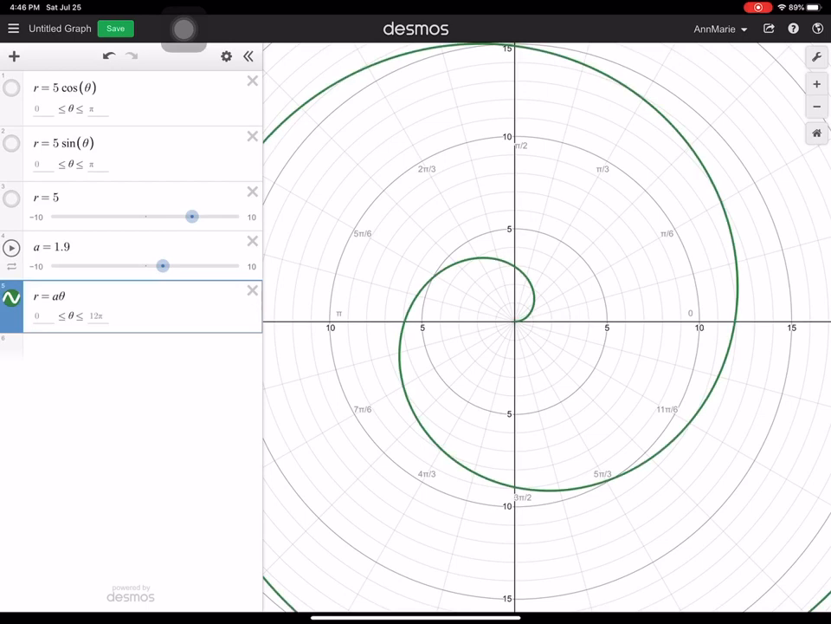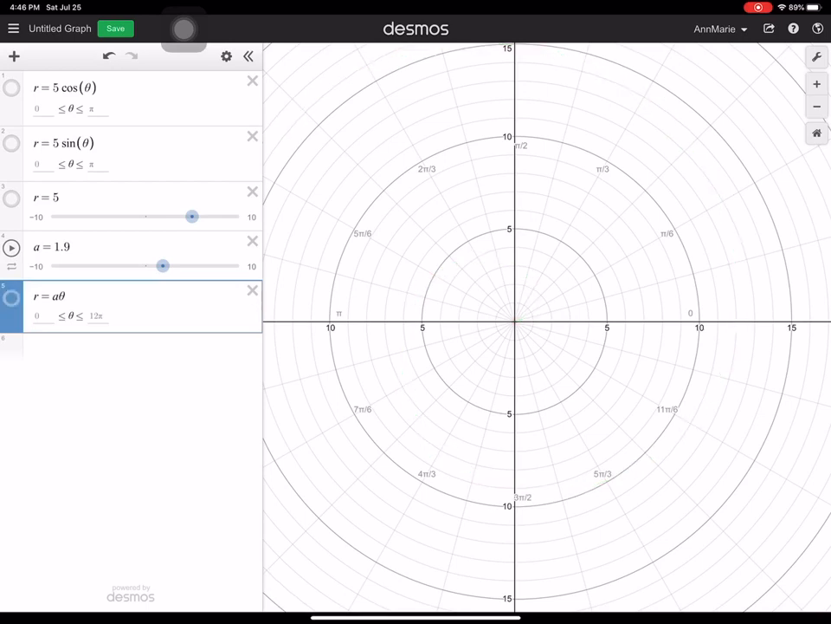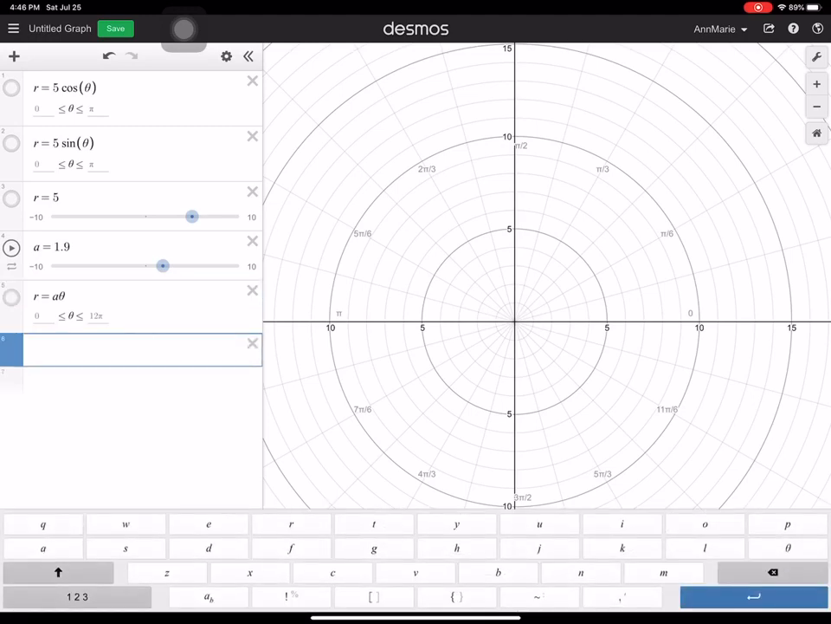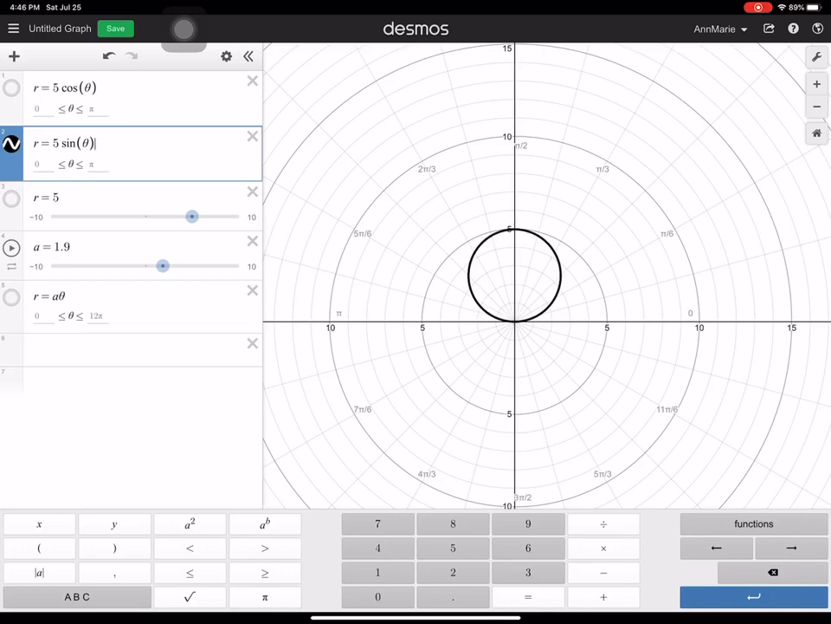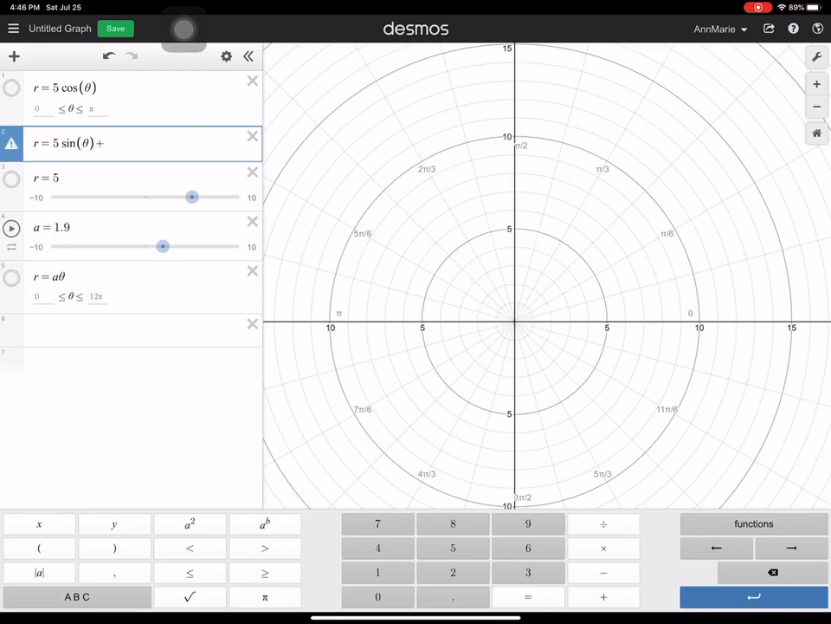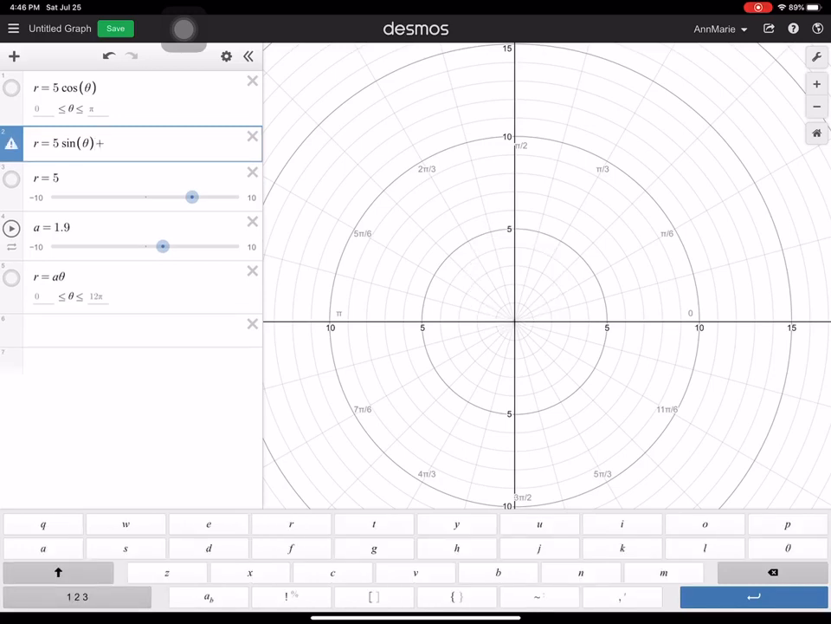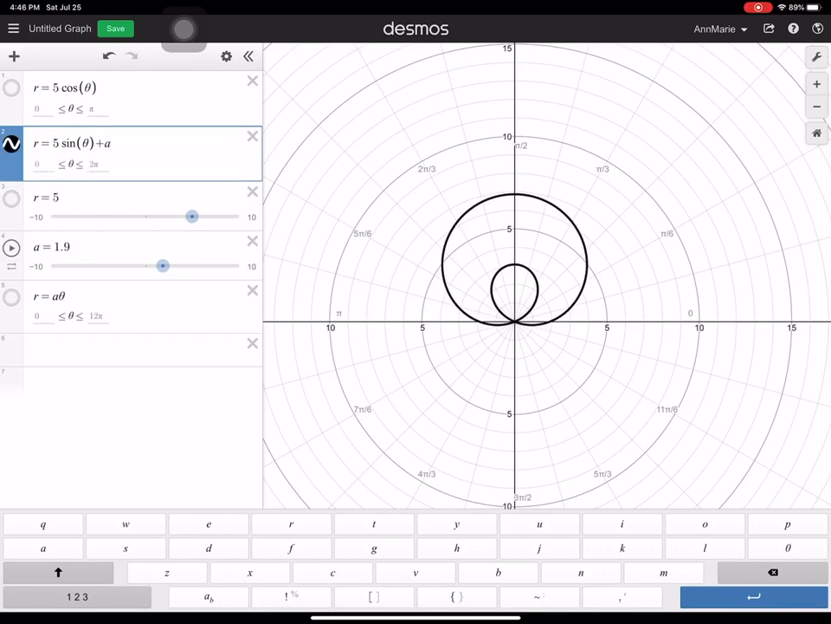There are also things we can do that are called limaçons. And I'm going to show you what a limaçon looks like. So, here. Let's say I take my r equals 5 sine theta, but now I want to just add something to it. So let's add a. We've got a slider here, we might as well use it. I get this kind of looped in on itself circle.